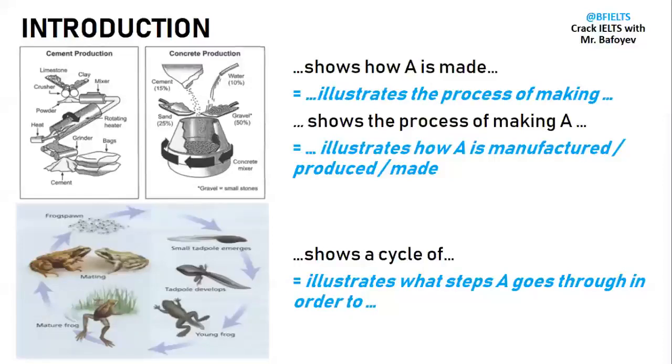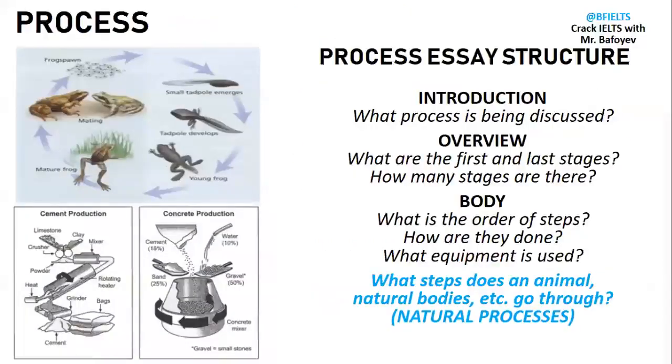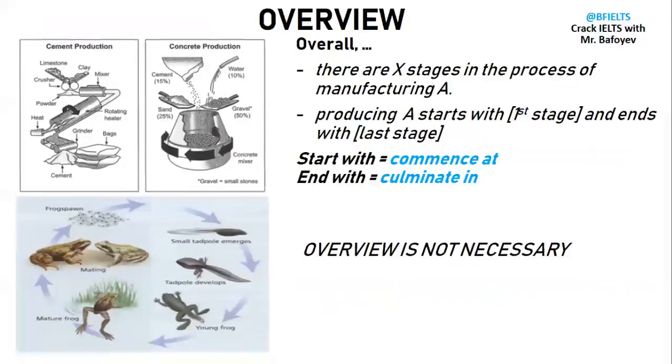So this one is clear, right? Well, what about overview statement? In overview statement, when you're discussing process essays of manufacturing, you can say, as I said, the questions were, what are the first and last stages, and how many stages are there? So you can say it in this way.